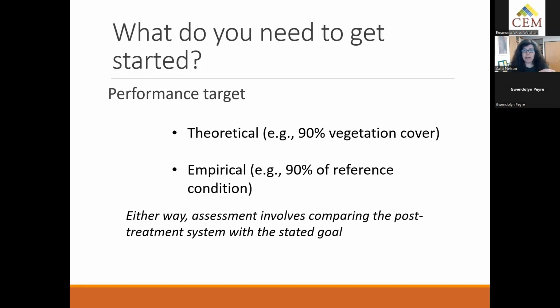So we're talking about restoration right now. So for the special case of ecological restoration, you would be trying to achieve the reference condition, and you would have data from your reference model about what that target should be. So maybe you want to achieve 90% of the reference condition. Okay, the condition the system would have been in if it hadn't been degraded. But either way, however you're getting that objective for your project, you are comparing the treatment post-intervention with the stated goal.